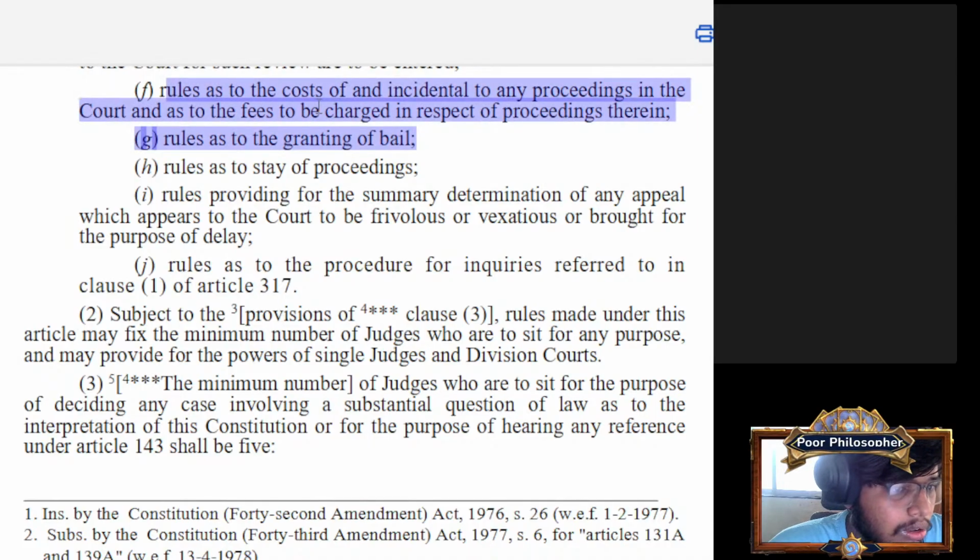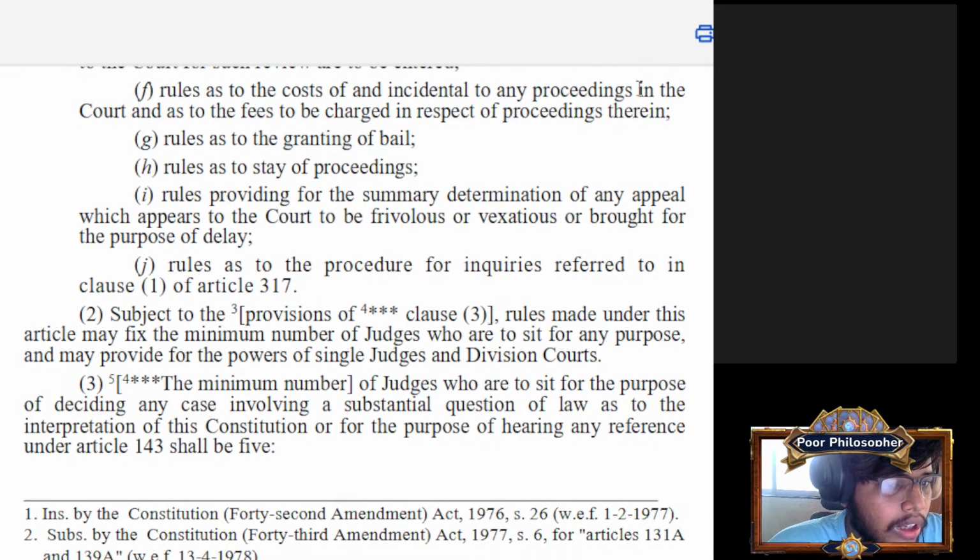Rules as to costs of and incidental to any proceeding in the court and as to fees to be charged in respect of proceedings therein. Rules as to granting of bail. Rules as to stay of proceedings. Rules providing for the summary determination of any appeal which appears to the court to be frivolous or vexatious.